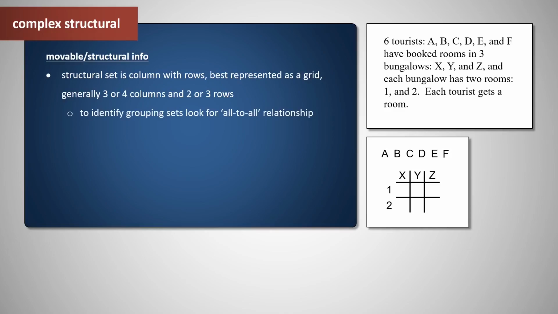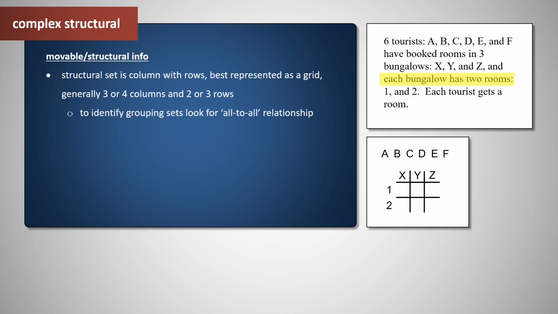Now, how do I identify that? How did I know that the bungalows and the rooms were the 2 structural sets? Well, to identify the grouping sets, you look for the all-to-all relationship. What does that mean? Look at what I have highlighted here. The game tells me that each bungalow has 2 rooms.